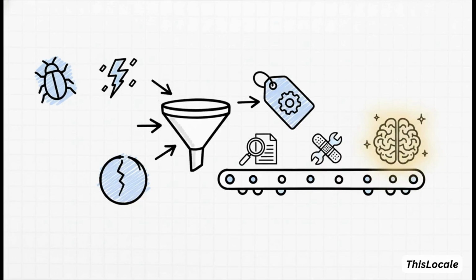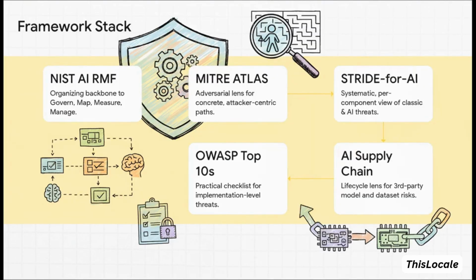It's a game changer. So the crucial point here is seeing how all these pieces fit together. You've got to think of it like a cohesive stack. At the very top, for overall governance, you have something like the NIST AI Risk Management Framework. Then you layer on MITRE ATLAS to adopt that attacker's perspective. For the systematic, nitty-gritty analysis, you use a method like STRIDE for AI. You also have to consider the AI supply chain with ISO standards to manage those third-party risks. And finally, down at the implementation level, you use the OWASP Top 10s as your practical, hands-on checklist.